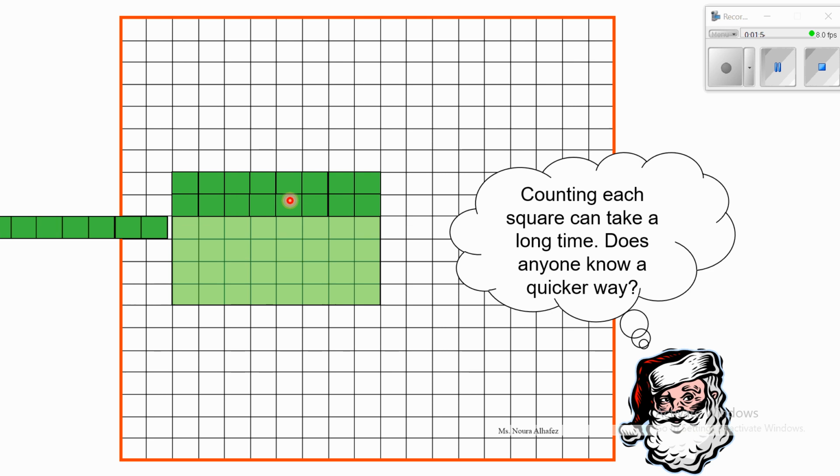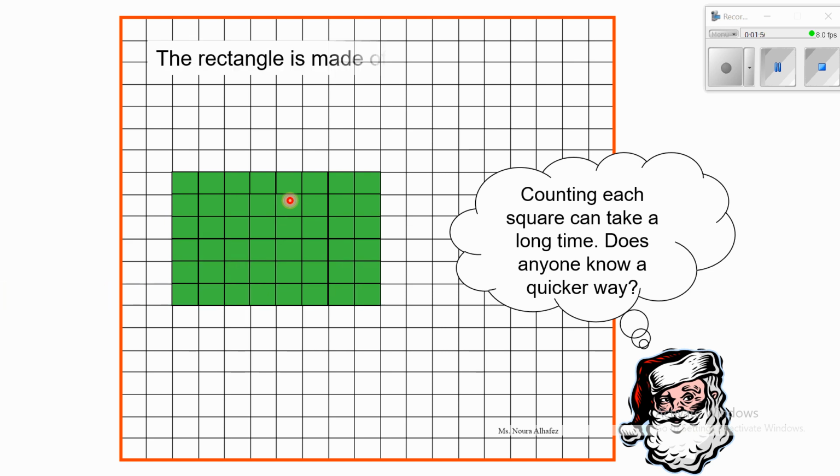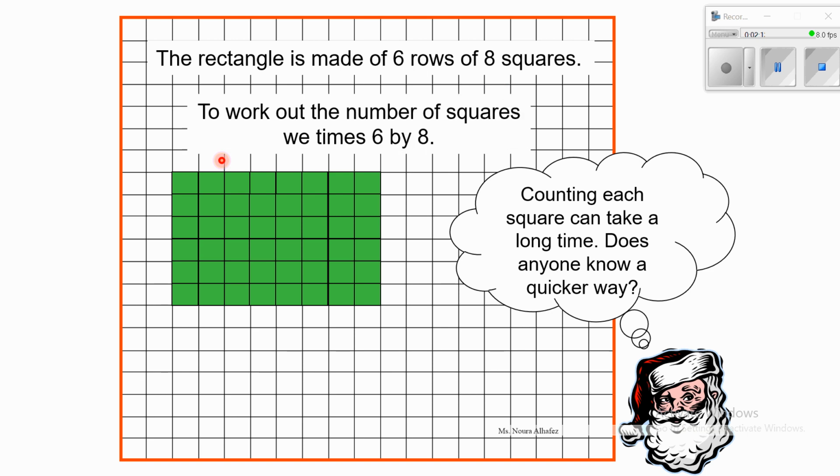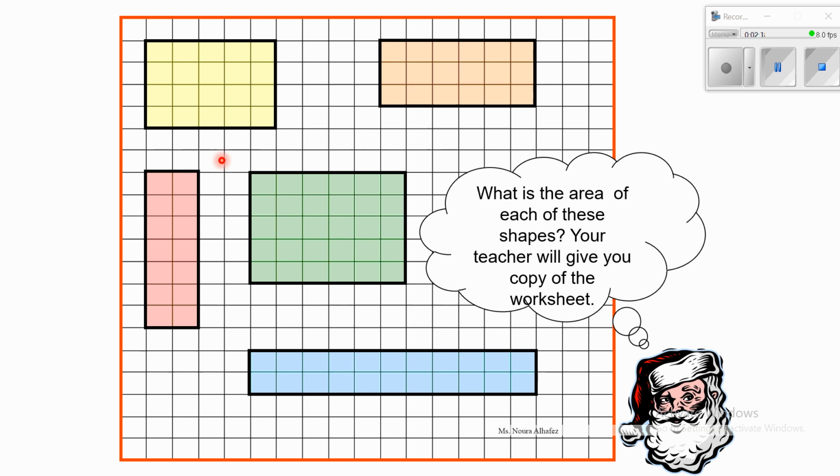Here is the same. Here in the rectangle I have 6 rows and 8 squares. So 6 times 8, remember the formula that A equals L times W, which 6 times 8 will be 48 square units. So here is some example. We did it yesterday.